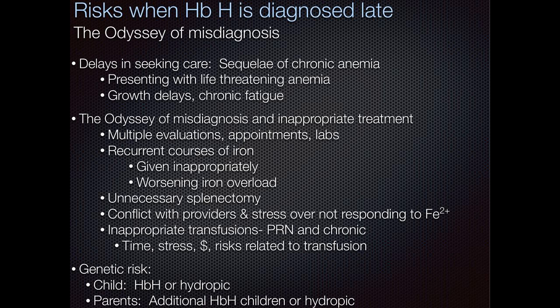It can lead to the unnecessary splenectomy, conflict with providers, those inappropriate transfusions, whether once in a while or chronic, and those transfusions mean time, stress, the financial costs, and potential risks of transfusion. And in addition, you're not doing anything about the potential genetic risk of the child or the parents of having other children with hemoglobin H or hydropic pregnancies.